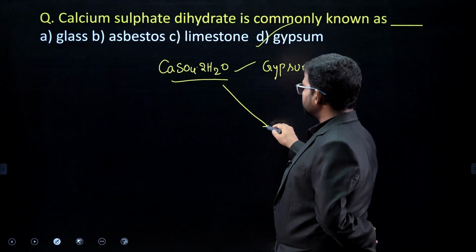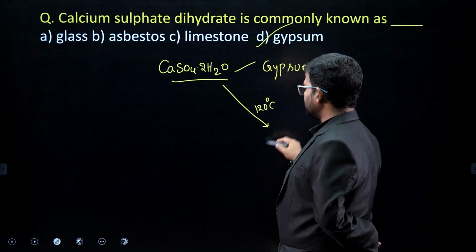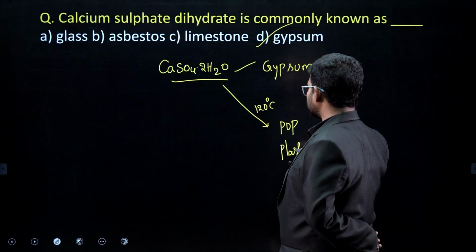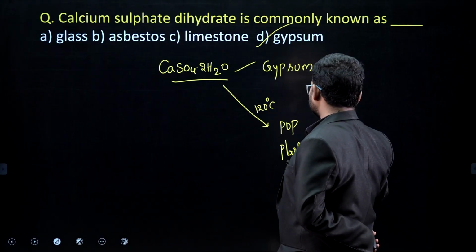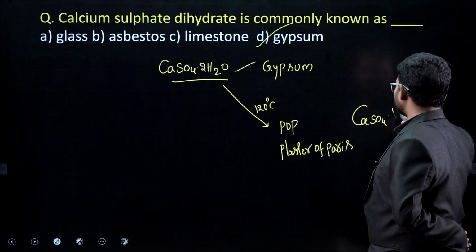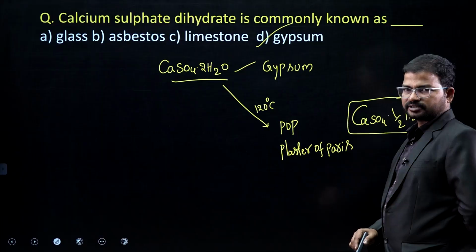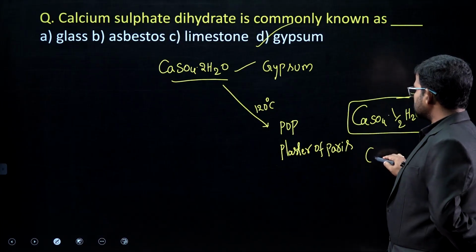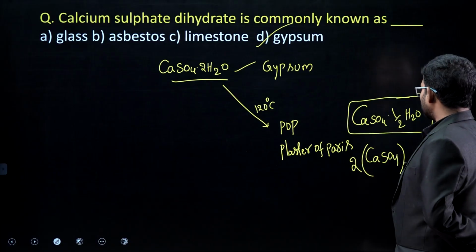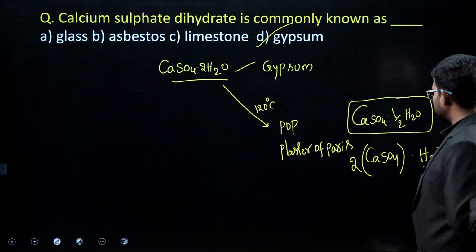Suppose, at 120 degrees centigrade, if you consider gypsum, it can be converted into POP, nothing but plaster of Paris. So CaSO4 half H2O. This is called plaster of Paris. Or it is also written as 2CaSO4 with one water molecule. For these two molecules, we should consider one water molecule.